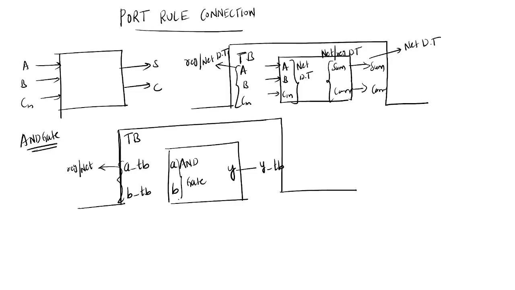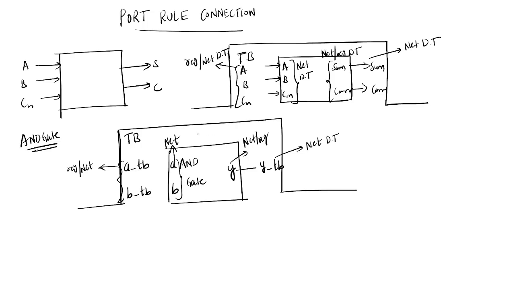And the design inputs A and B should be which data type? Net data type, wire. Y should be net or reg data type. Again, the test bench variable Y_TB should be which data type? It should be net data type, wire.